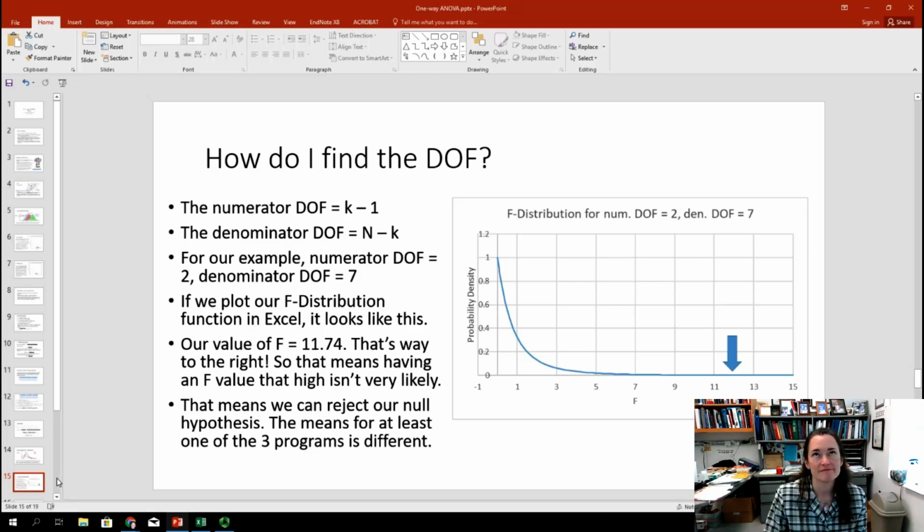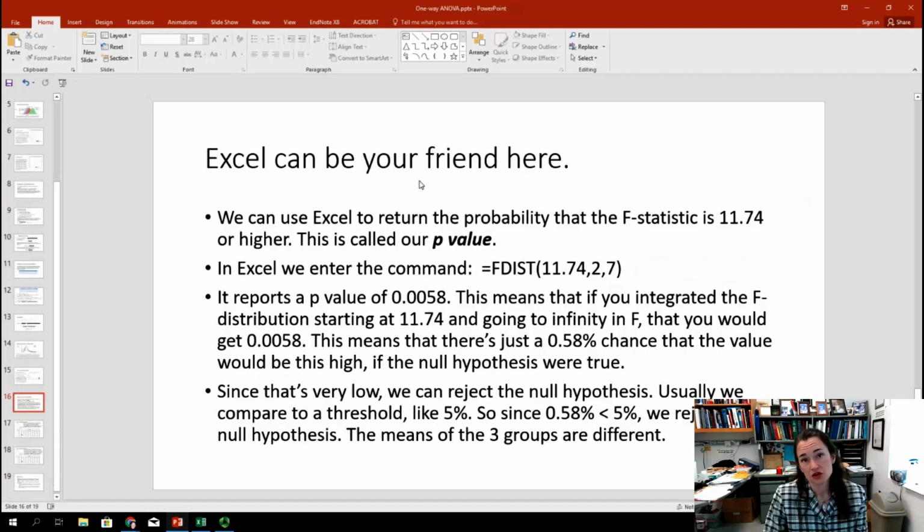Okay, but we need to be better than that. We need to do better than probably and maybe. We want to establish confidence limits on it, right? So how do we do that? Well, you can do it a couple of ways. You can use Excel, for example. That's maybe one of the simplest things that comes installed on all computers without having to pay a lot of money, right? At least the ones here on campus. So we can use Excel to return the probability that the F statistic is 11.74 or higher. This is our probability value, or our p-value, to speak statistics with you.